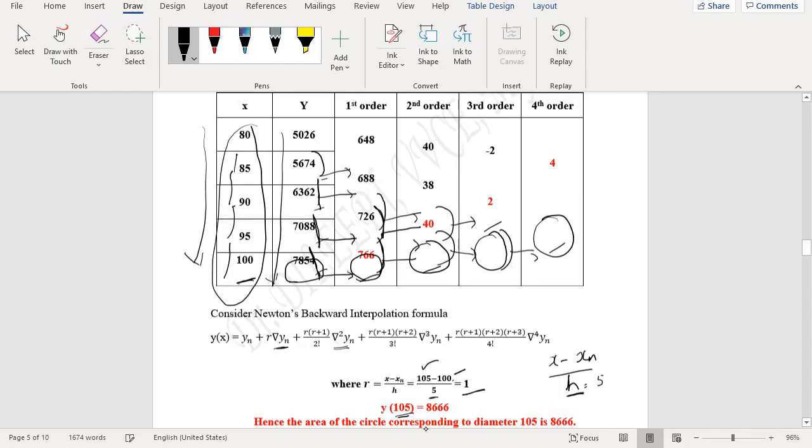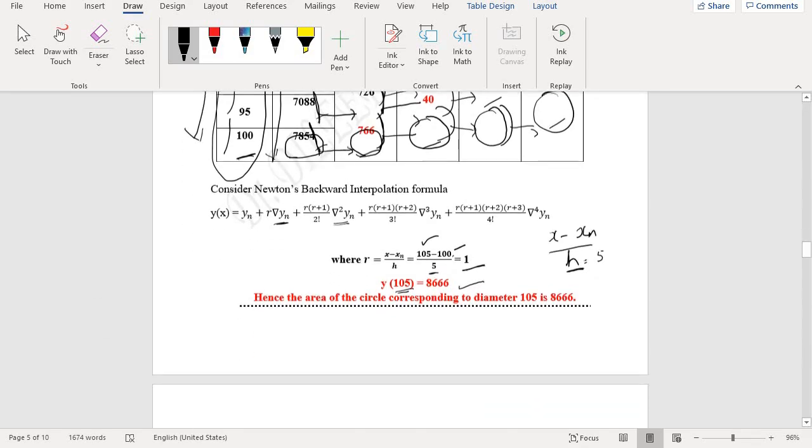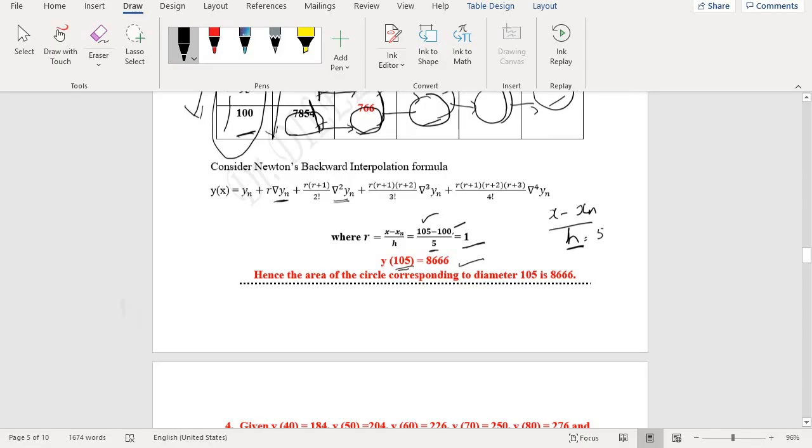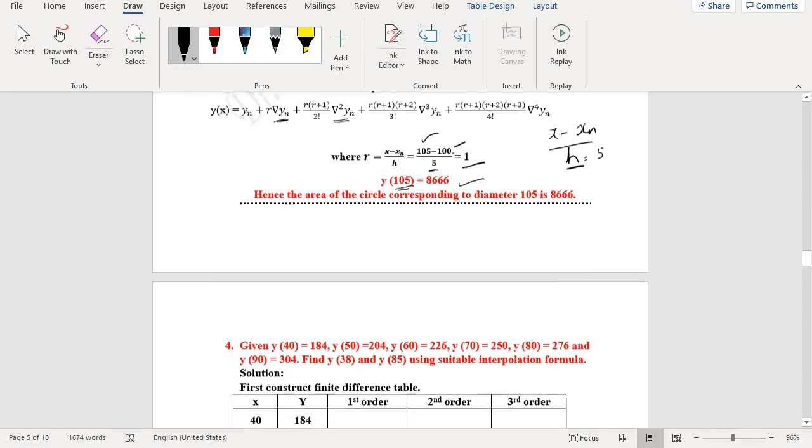That is 8666. Means the area of a circle corresponding to the diameter 105 is 8666 square meter. Okay. So now up to here we discussed Newton's forward and backward separately.